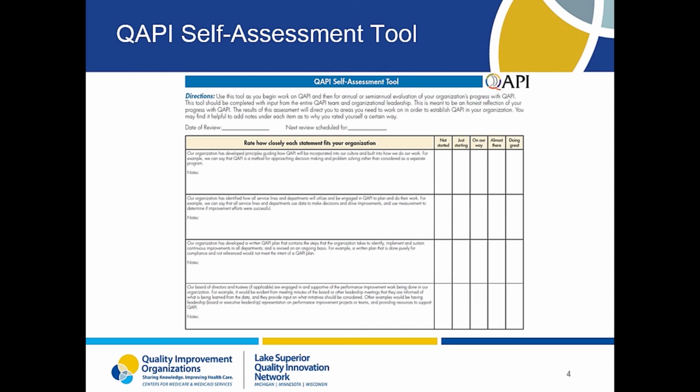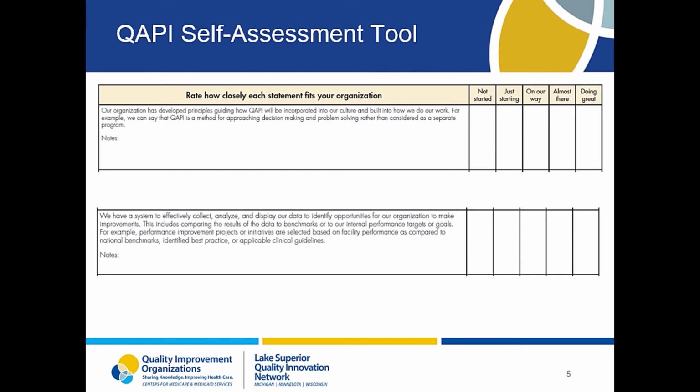The assessment looks like this. During team discussion and for record keeping, one copy of the assessment should be completed. The date of the current review is filled in. Then the team begins rating 24 statements related to QAPI.